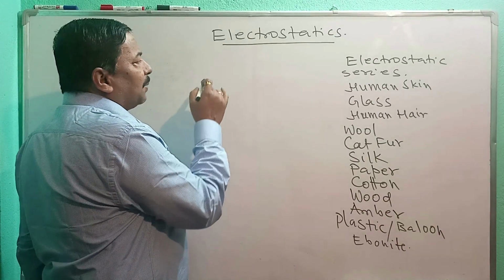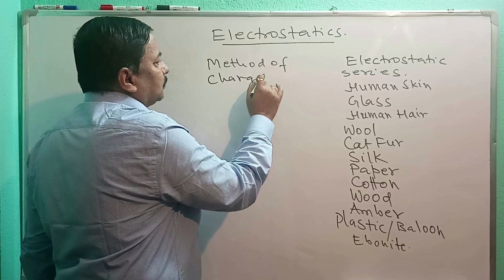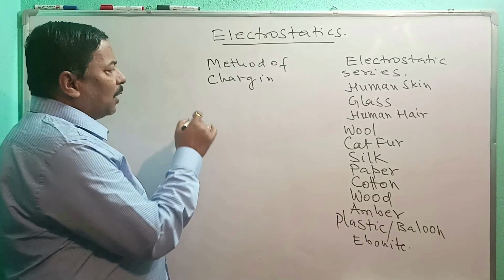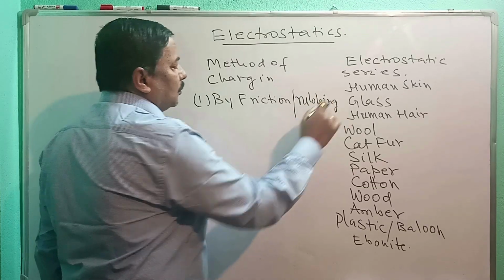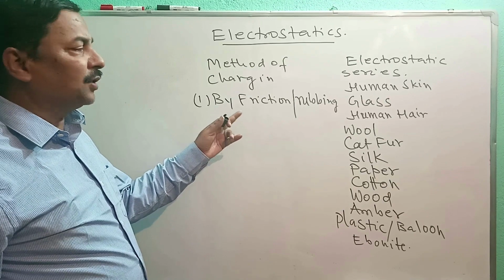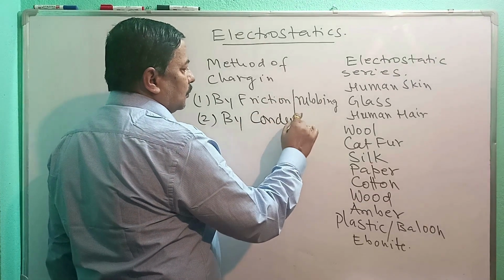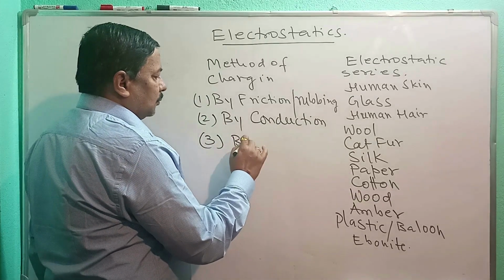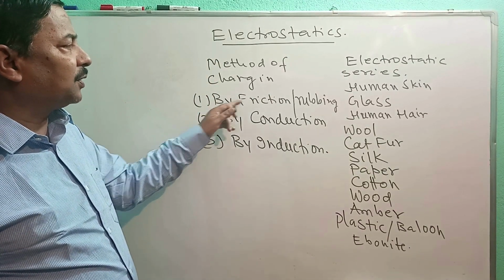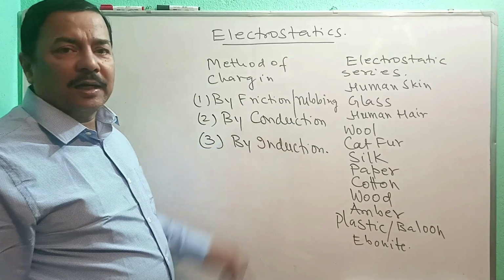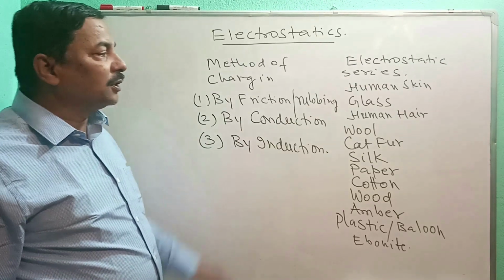In the method of charging, the first method was by friction or by rubbing, the second was by conduction, where there is a direct touch between the charging body and the uncharged body, and the third was by induction, where there is no direct touch and opposite nature of charge is developed.